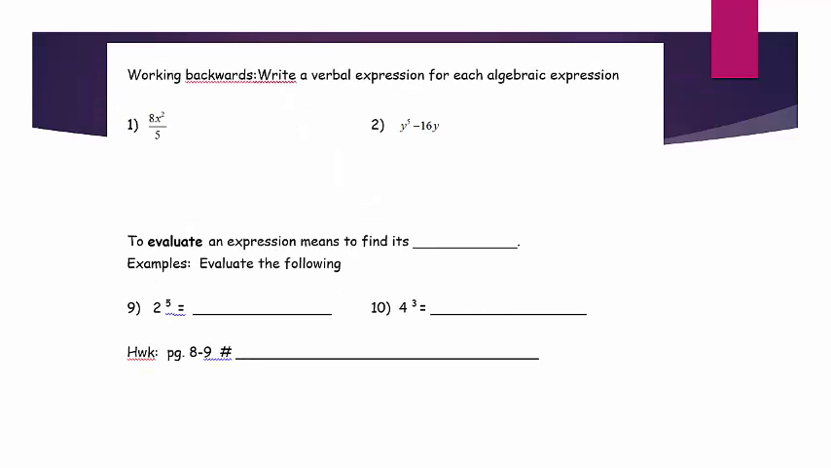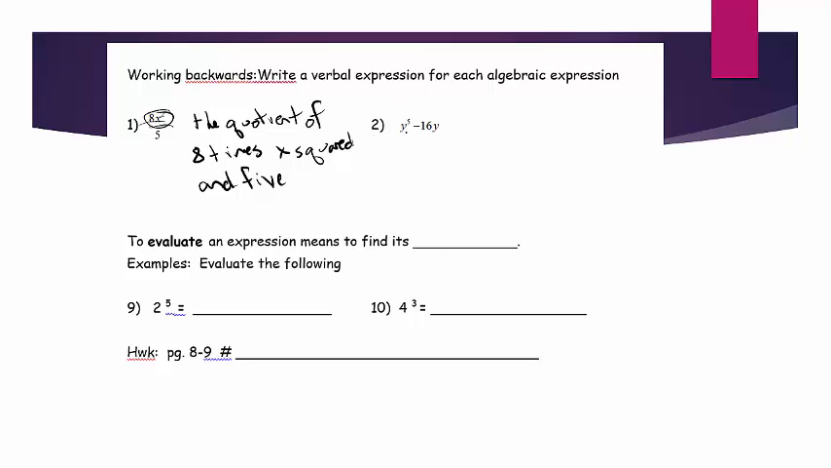So we're going to work backwards, and we're going to turn these into words. Right away, I see I have division. I see a division bar. So we're going to say "the quotient of," and then you have to stay in order. Whatever you're going to write has to be on the top first. So it would be 8 times x squared. So I have the quotient of 8 times x squared, and I'm dividing by 5, so I'm going to write 5.